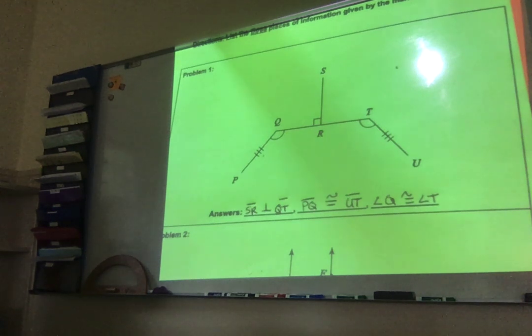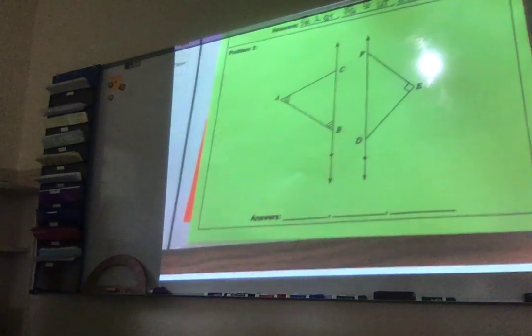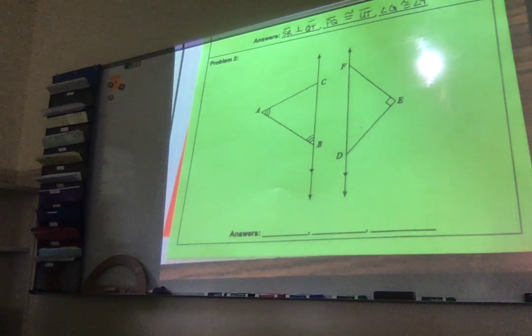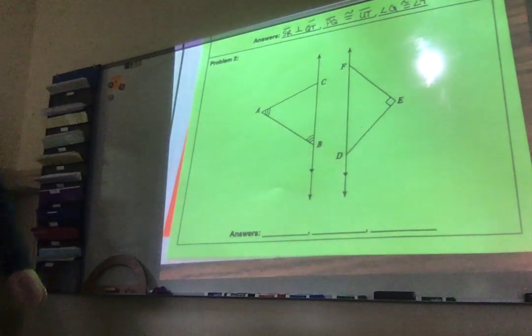Alright, once you finish writing that, I'm going to send you on your own, and you're going to work on problem number 2. Okay? So Peter, I'm going to work with you on this one just to help you because you missed the first 2 pages, okay? So independently work on that problem.